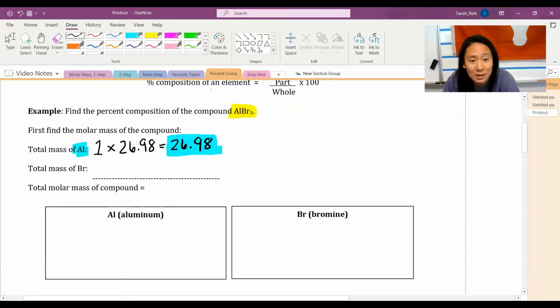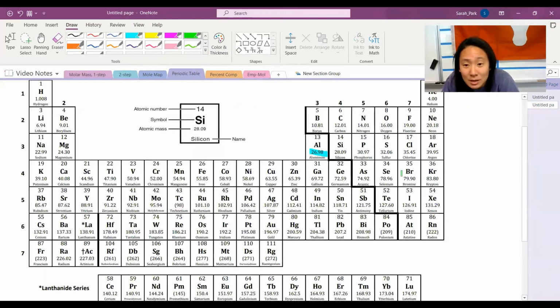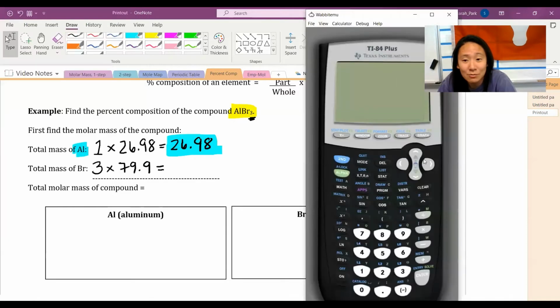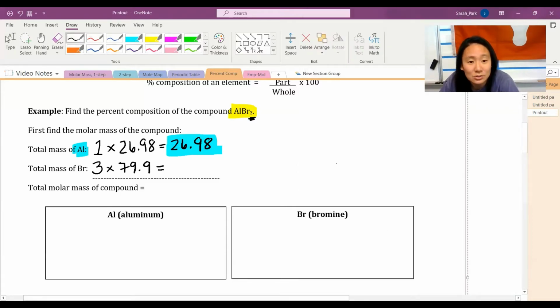Next, I'm going to do bromine. And over here, you can see that I have 3 bromines. So 3 times, according to the periodic table, bromine is 79.9. So then I'm going to write 3 times 79.9 is equal to, and so if you have your handy dandy calculator, that would be helpful. So 79.9 times 3 is equal to 239.7. So I'm going to write 239.7.